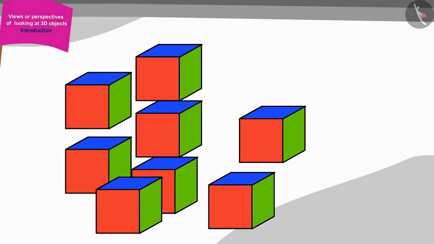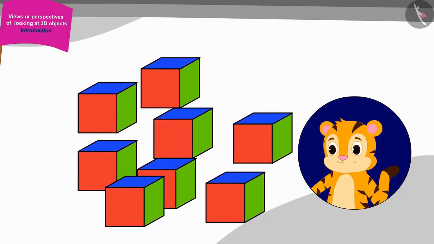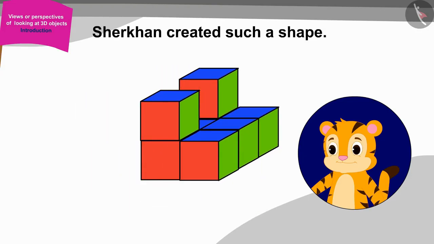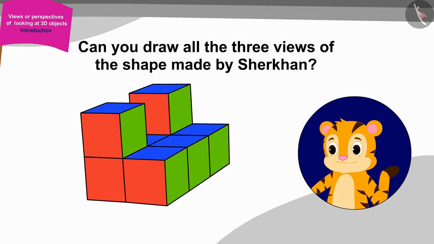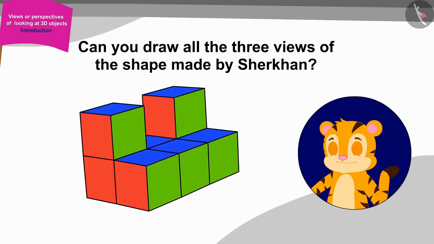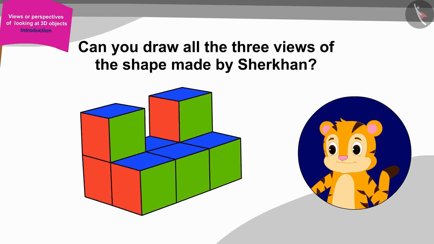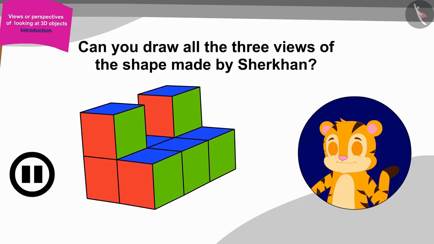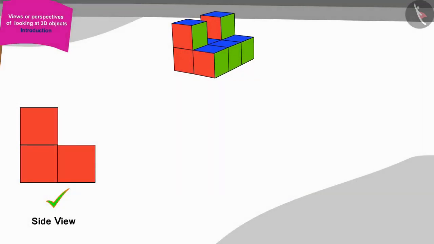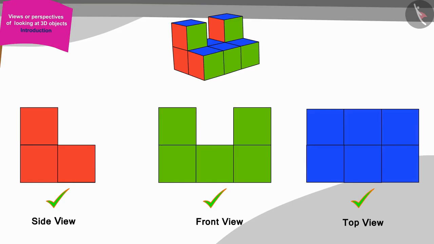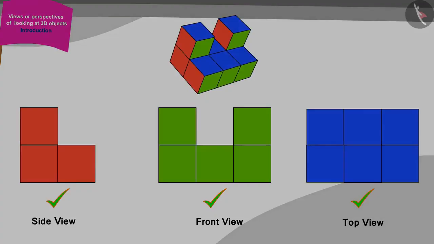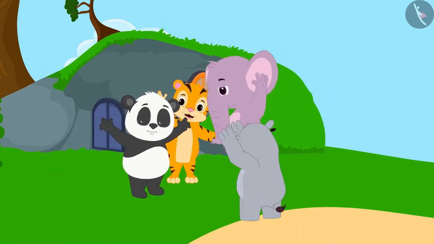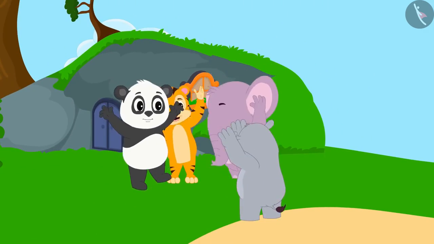Now, it was Sher Khan's turn to make shapes from the boxes. Sher Khan created such a shape. Can you draw all the three views of the shape made by Sher Khan? If you want, you can stop the video and find the answer. Well done, children. You have made a perfect picture. All friends kept playing together. Children, you can also play this kind of game with your friends.